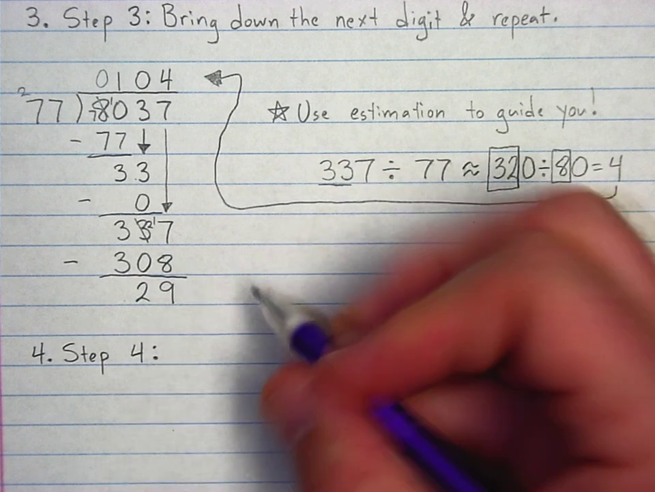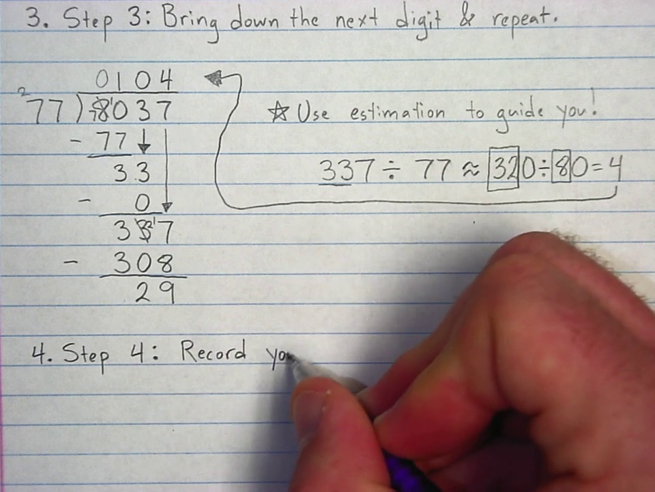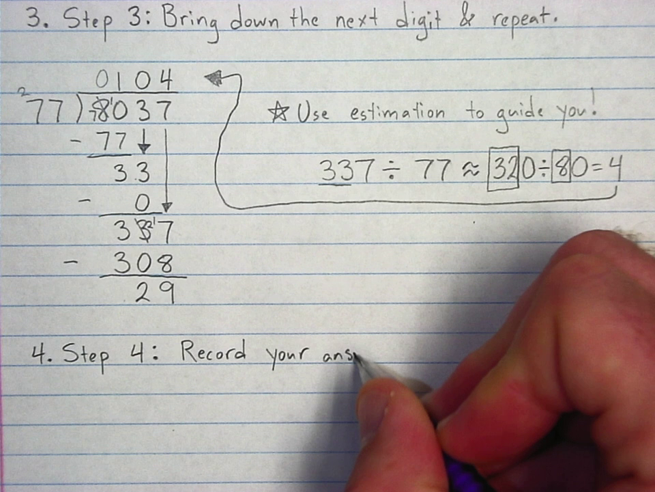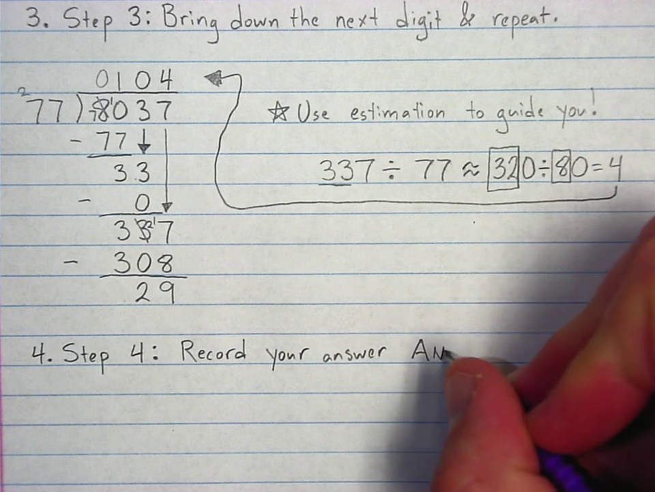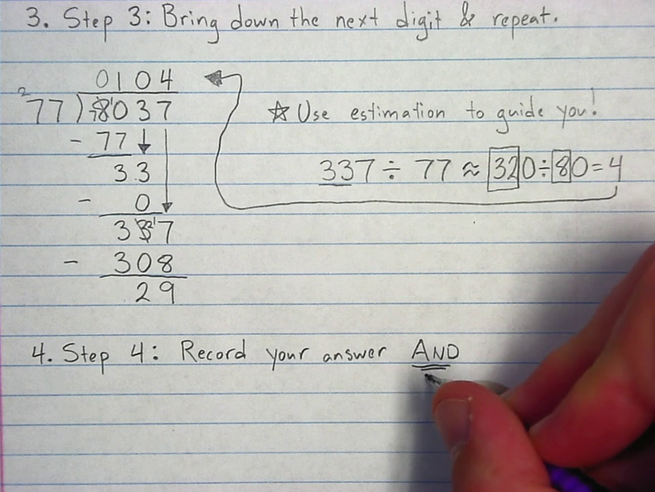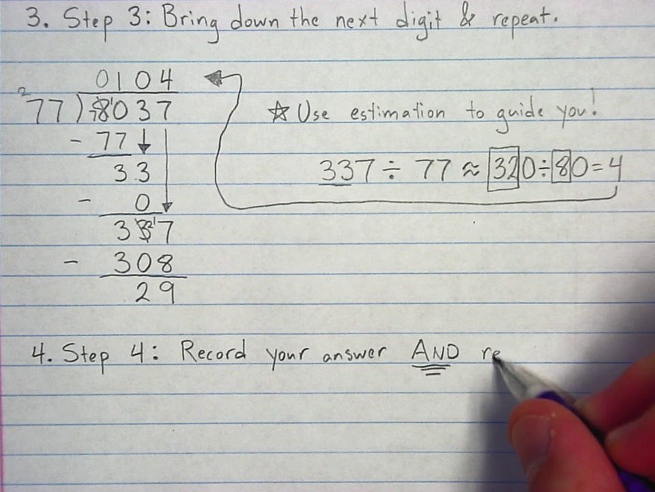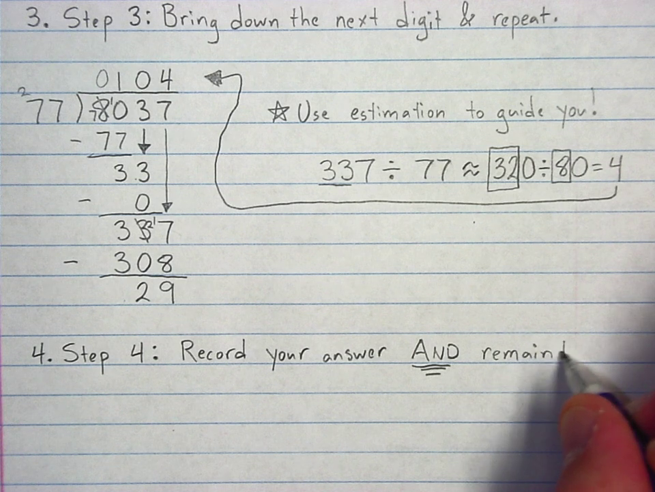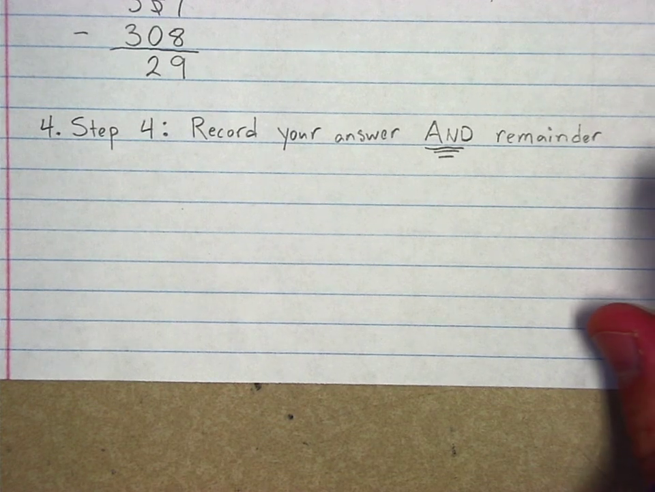Step 4, record your answer. Now, I'll include this part as well, but of course it's not always going to be necessary, usually on the ones we're doing, but not always. If there is a remainder, please make sure you record that as well. That is part of your answer.